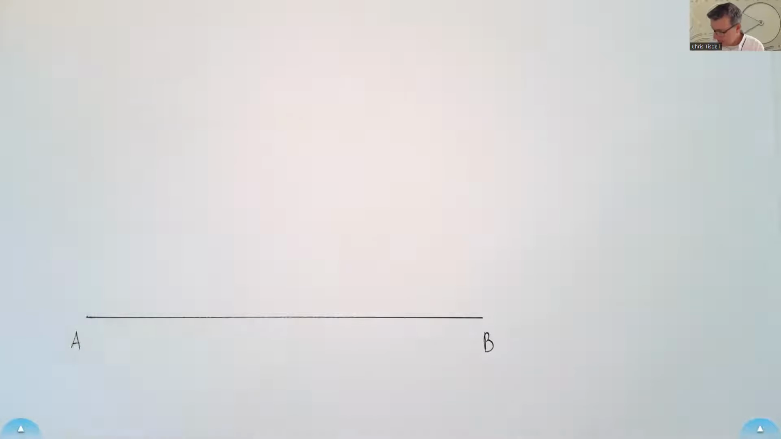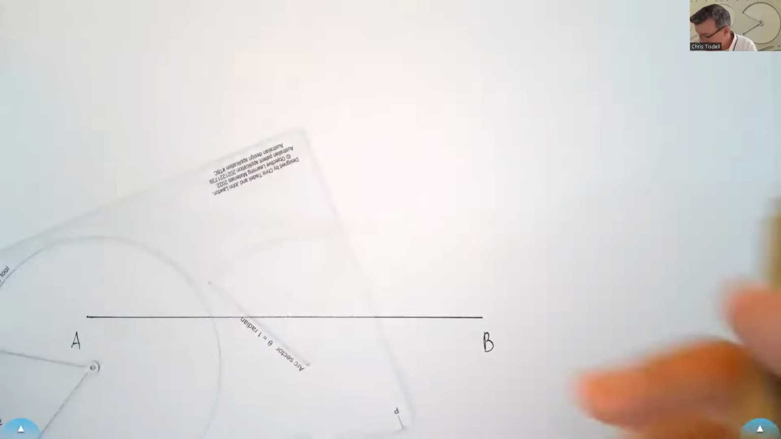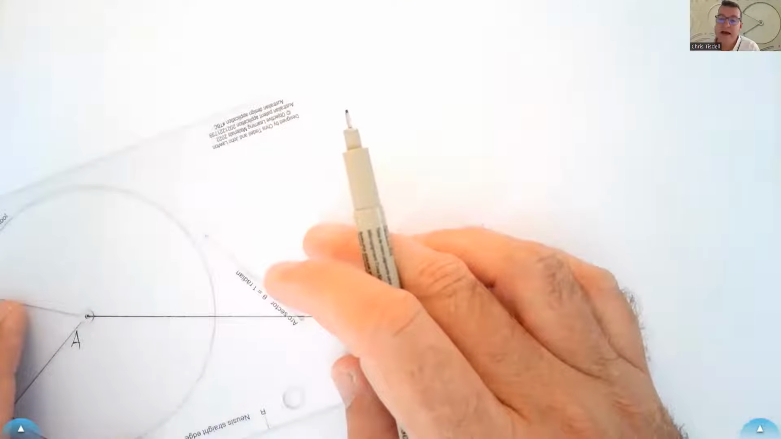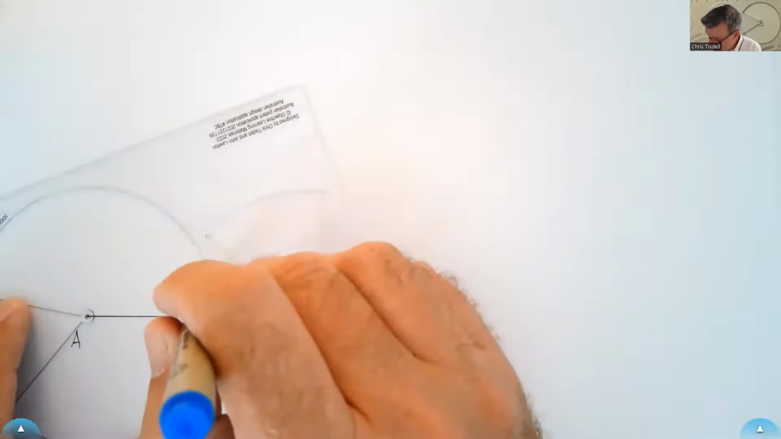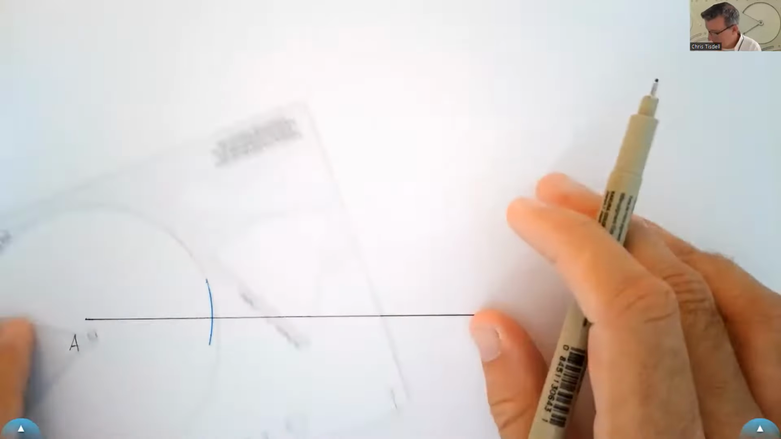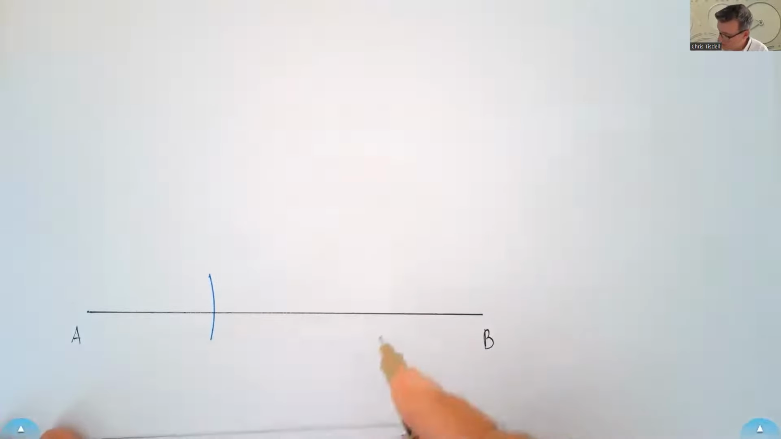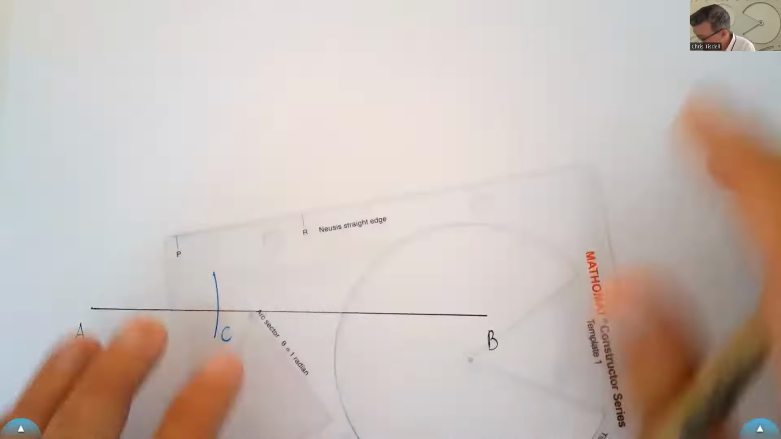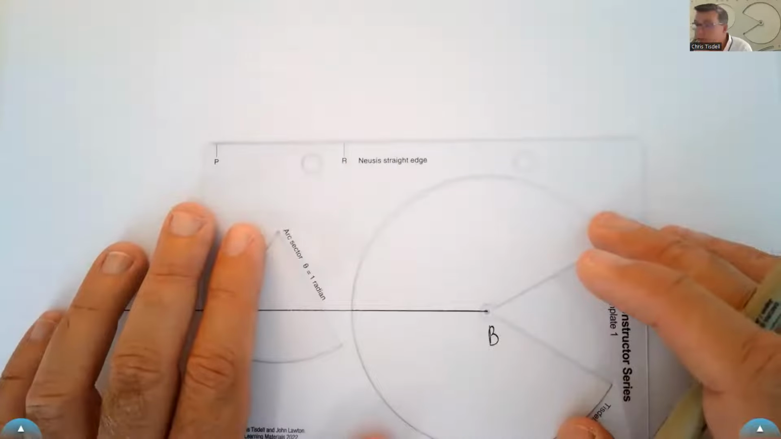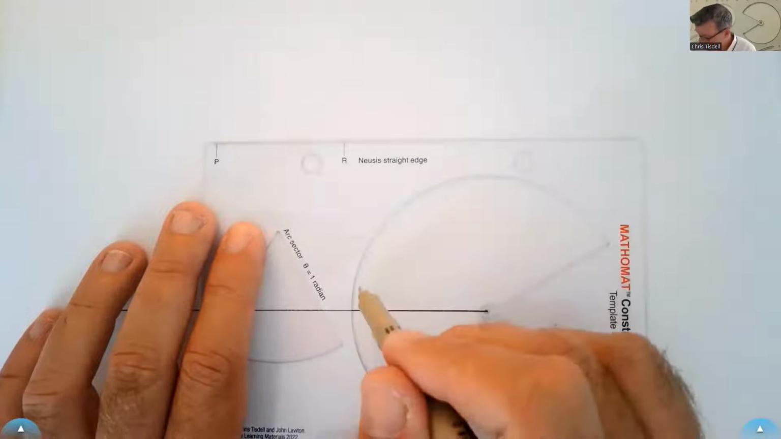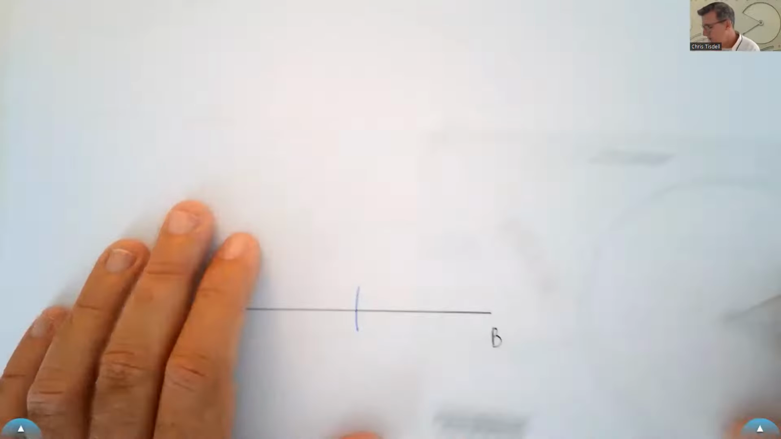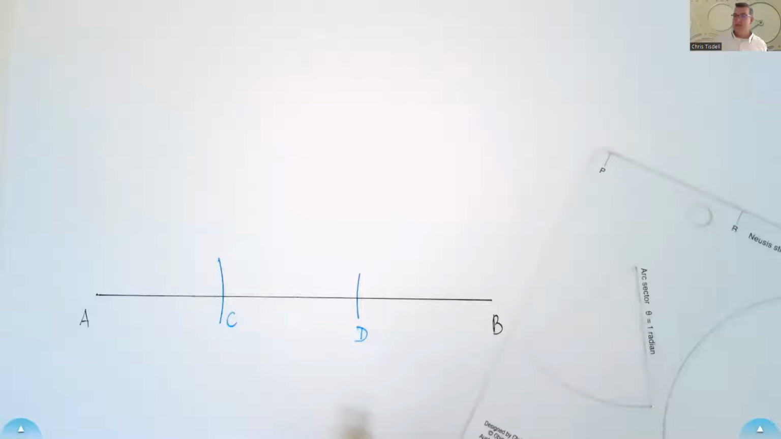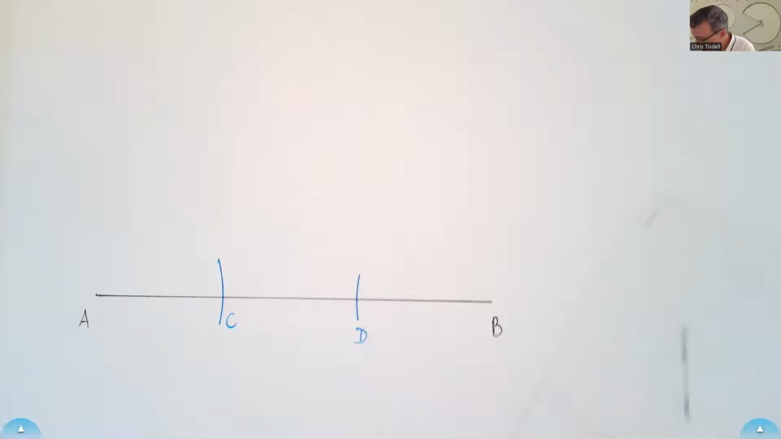So I'm going to start with, the moves might look familiar. I'm going to start with my circle arc template centered at the point A, and I'm going to draw a small arc that intersects with the given line segment. So let's call that new point C. And I'm going to do the same thing at the other end. So I'm kind of measuring out with the circle arc template. So there's D.